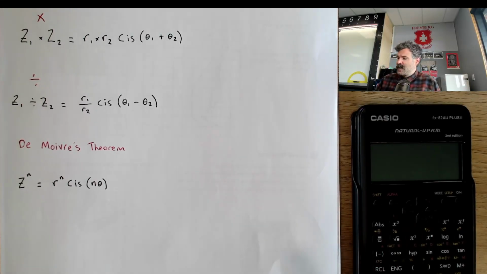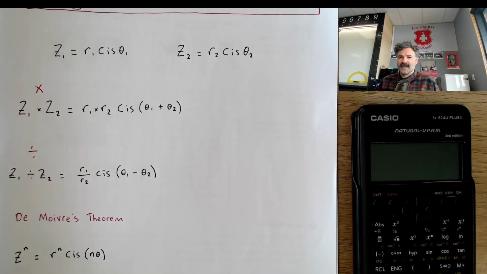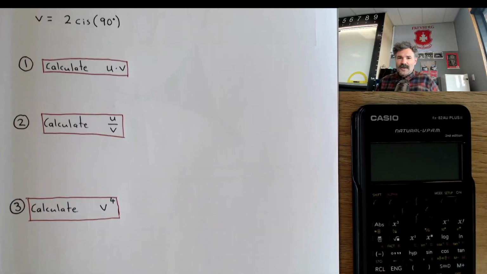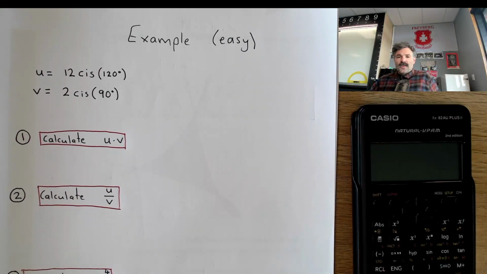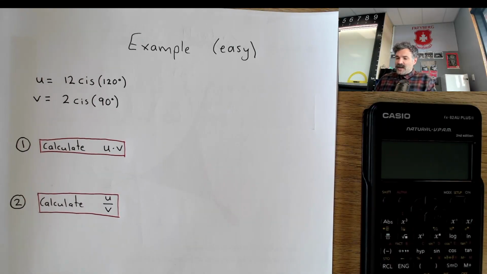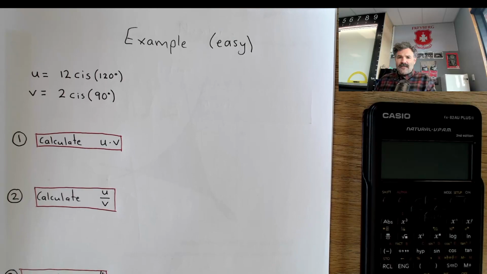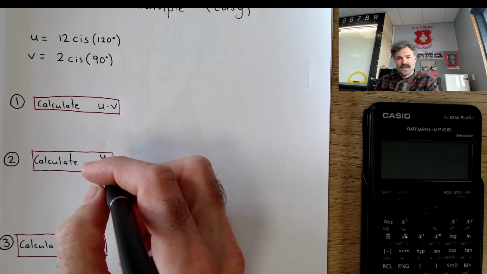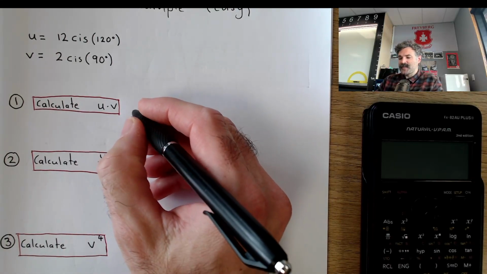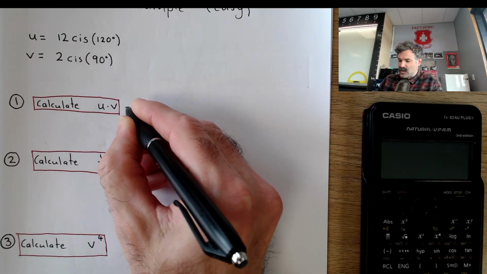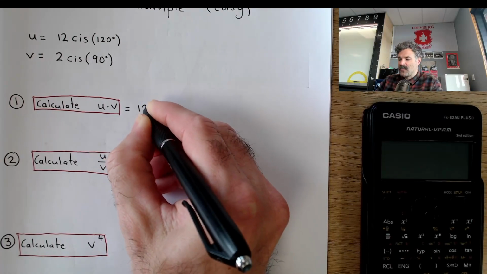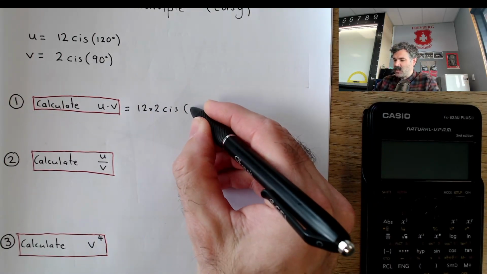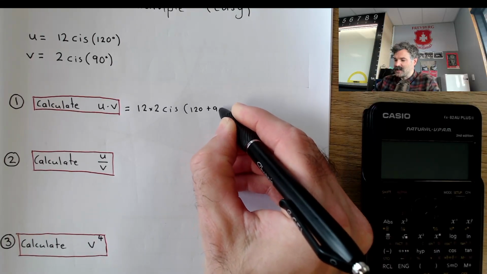All right, let's look at an easy example. We're just going to put some numbers into these formulas. So in my example, we have U equal to 12 cis of 120 degrees, V equal to 2 cis of 90 degrees, and first of all we want to calculate U dot V, or U times V, sometimes we use a dot. So straight into the formula, U dot V is going to equal the R's multiplied, 12 times 2, and then cis of my angles being added, 120 plus 90.